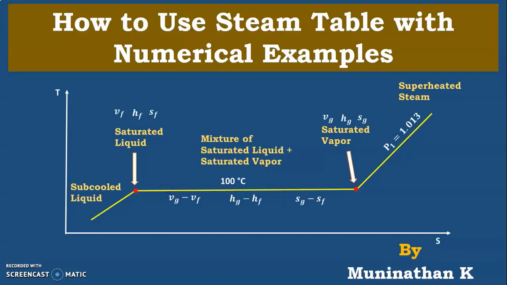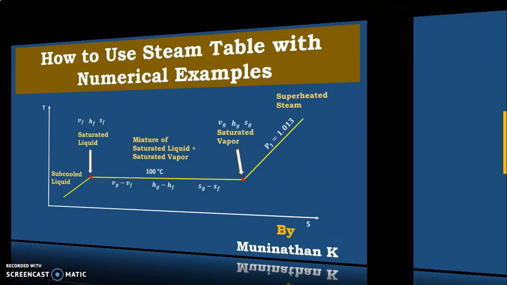Today's topic is about how to use the steam table with numerical examples. In this lecture, we will discuss how to find out the specific volume, specific enthalpy, and specific entropy of steam from the steam table at a given pressure, or temperature, or pressure and temperature. Now, let's see the problem.